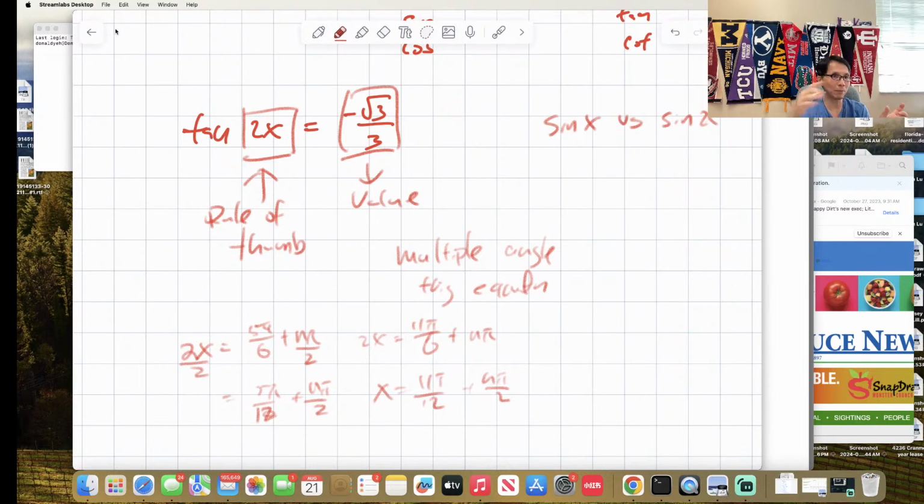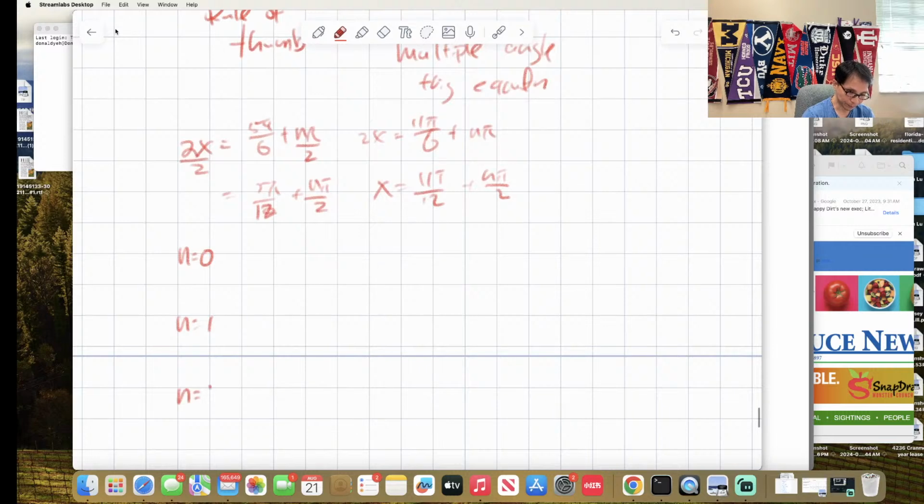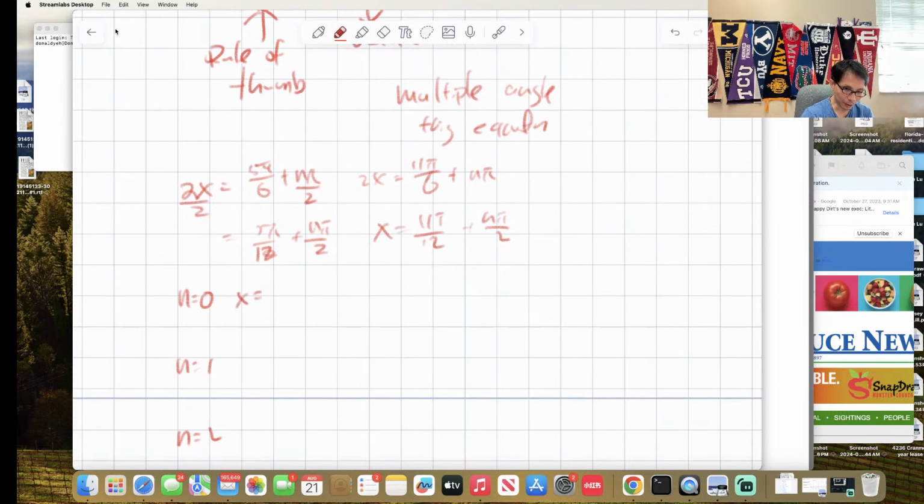So that means you're going to have more. So now you can go ahead and figure out what n equal to 0, n equal to 1, n equal to 2. The whole idea is to make sure you get 4 answers because you have 2x. So n equal to 0 is just x equal to 5 pi over 12 and x equal to 11 pi over 12. And this one's x equal to 5 pi over 12 plus pi over 2. Because this is n is 1, x equal to 11 pi over 12 plus 1 pi over 2.